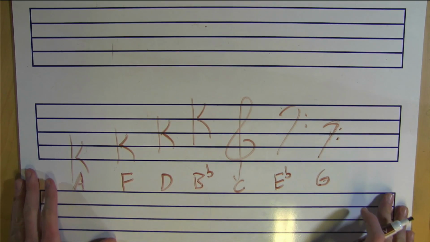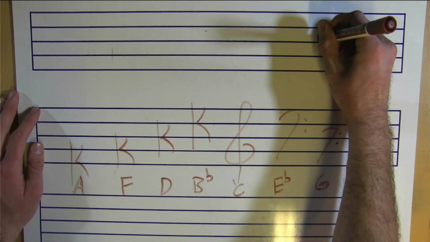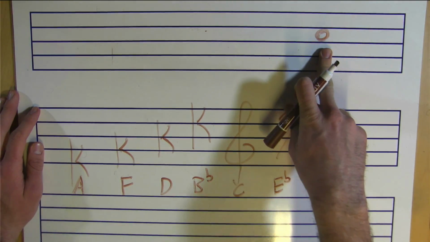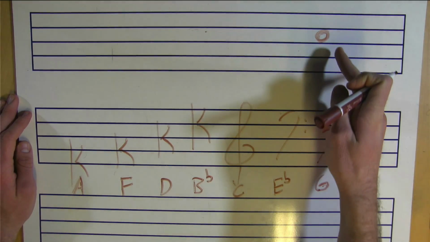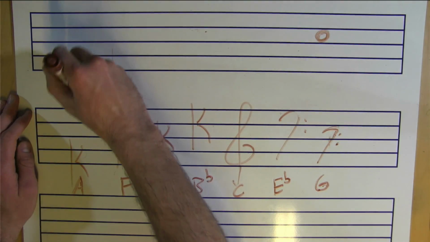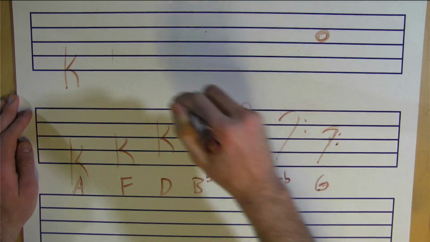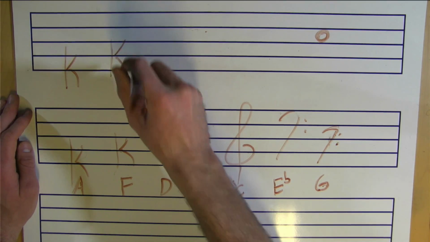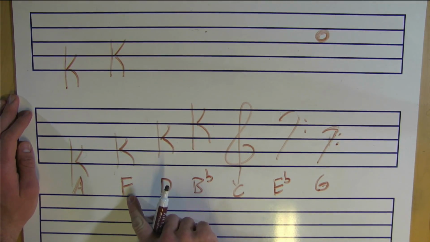I'm going to prove it to you. Let's say we have a C here. Okay, I'm going to draw it way over there. So we're going to do it for every single one of these clefs. So in soprano clef, put that there, that note is an A. In mezzo-soprano clef, that note is an F.